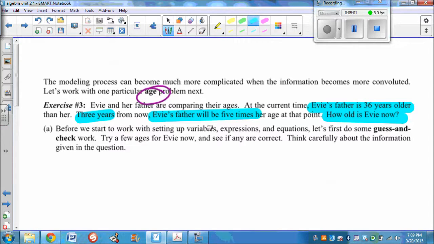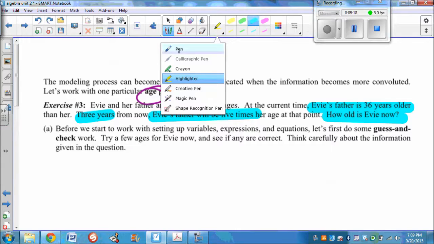And it says, before we start setting up the variables and equations and doing all that algebra, let's just try to do some guess and check. So it says, try a few ages for Evie now and see if any are correct. Think carefully about the information given in the equation.